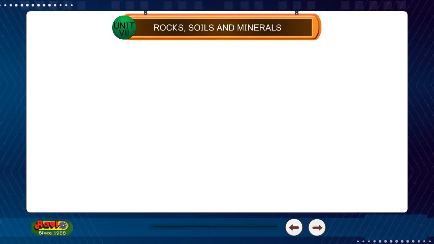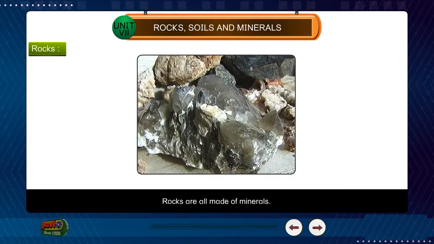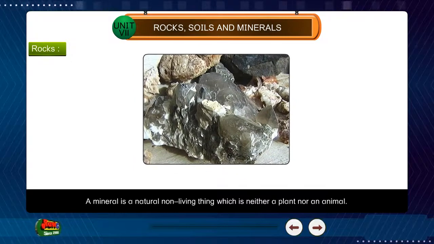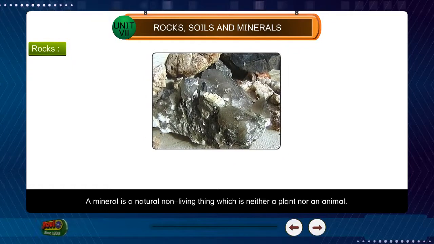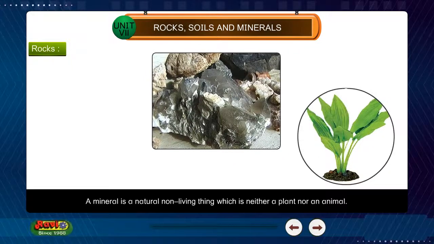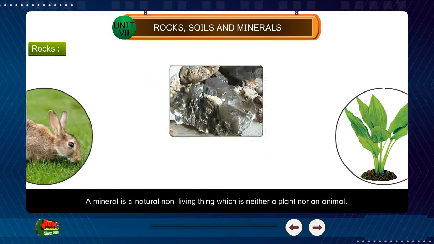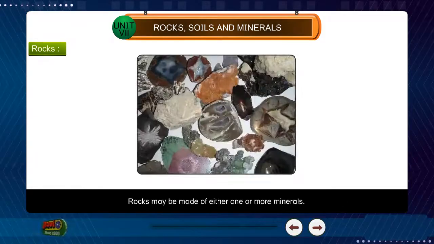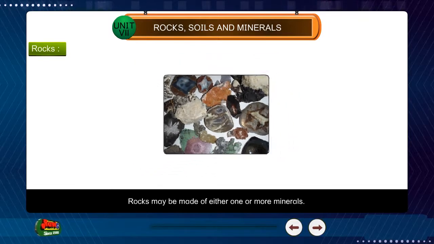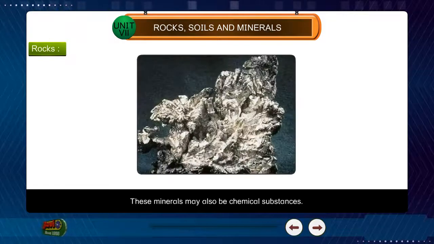Unit 7: Rocks, Soils and Minerals. Rocks. Rocks are all made of minerals. A mineral is a natural non-living thing which is neither a plant nor an animal. Rocks may be made of either one or more minerals. These minerals may also be chemical substances.